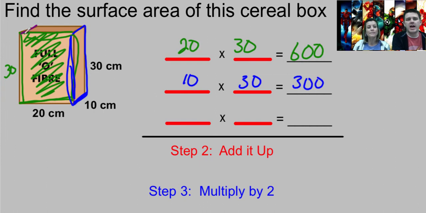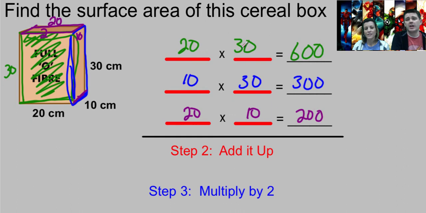And then we have the top. Here you might have to go a little ways to get to your measurements. This front edge is 20, just like this edge down here. The side, the short edge, matches our 10 down here. So it's 20 by 10, which is 200.